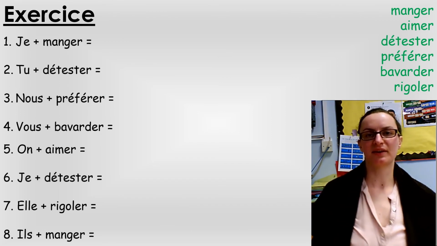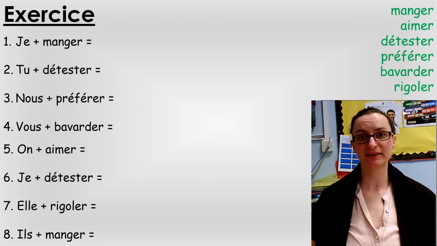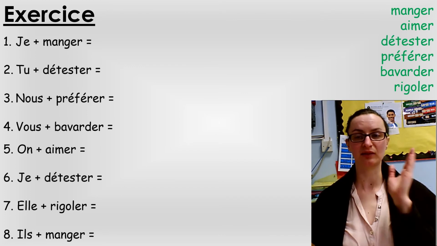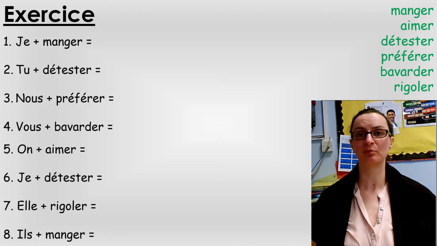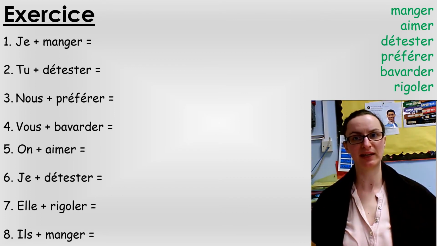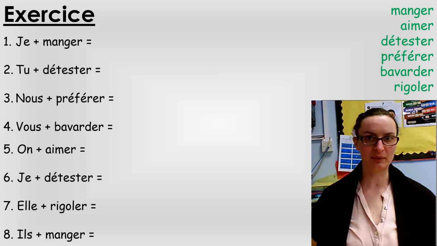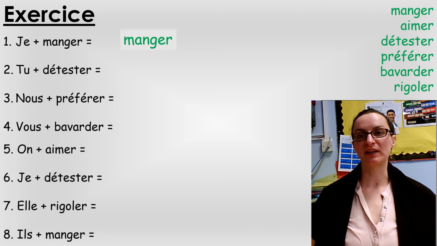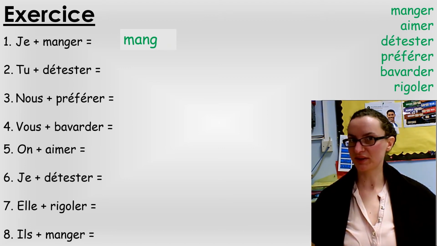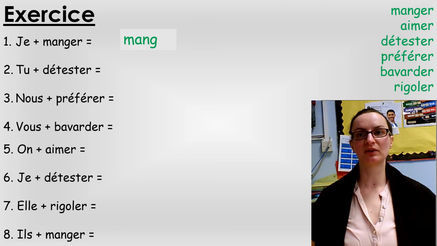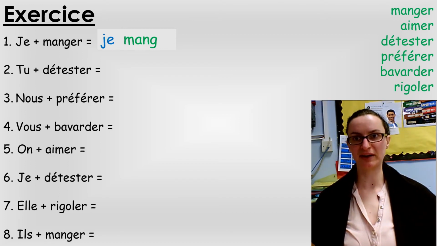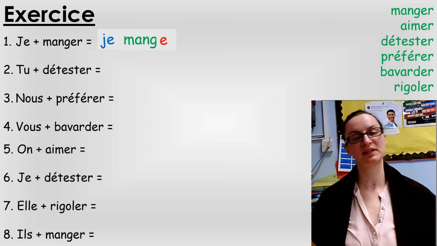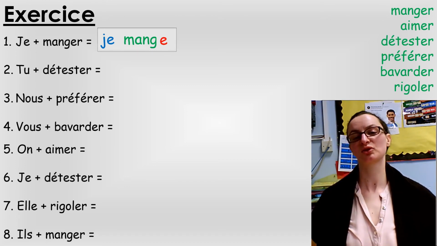The first exercise is here we have 8 sentences with one subject pronoun and one infinitive, and your job is to put them together and make sure that the endings match. So let's show you how it works for number 1. Manger is there in its infinitive form, Buzz Lightyear. I get rid of er, because that's the first step. Then we know our subject is je, so we write it down, and the matching ending for je is E, so we write it down after mang. And now we have je mange.